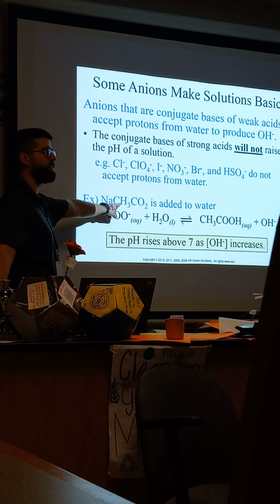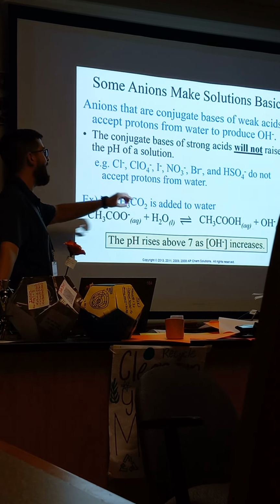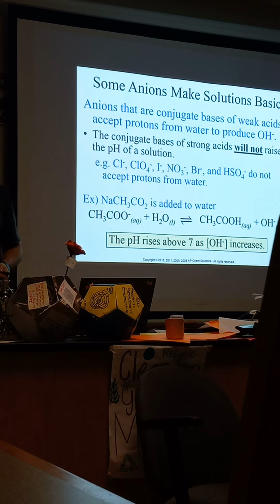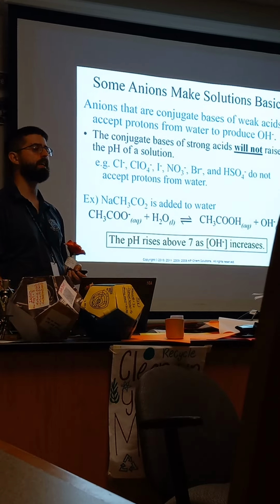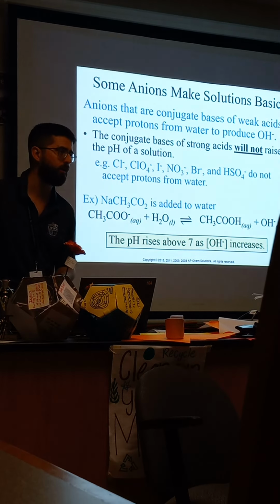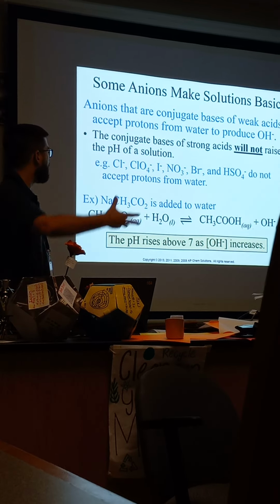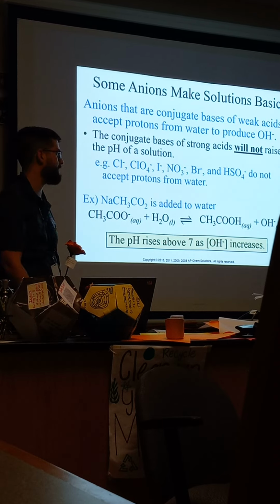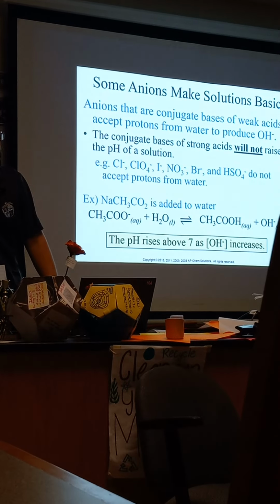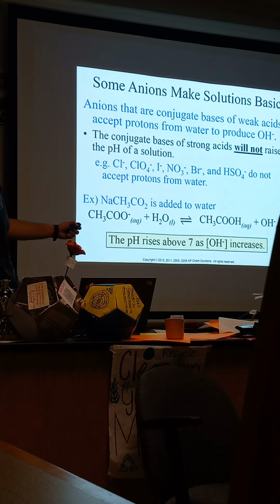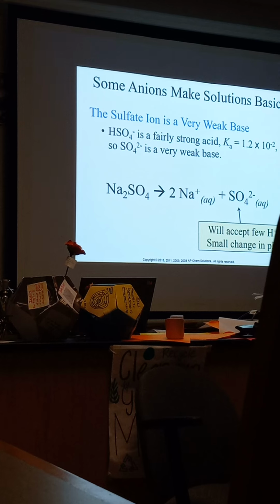Acetate is a real interesting one. When you add acetate to water, it's going to actually make the water more basic. And remember, acetate is the conjugate ion of acetic acid, which is vinegar. It's going to pull an H off of water, and it's going to make water have a little bit more OH minus. And when you have a little bit more OH minus, what does that make your solution, guys? Basic. All right. So the sulfate ion is a very weak base. However, if you add it to water, you can get a very small change in pH.